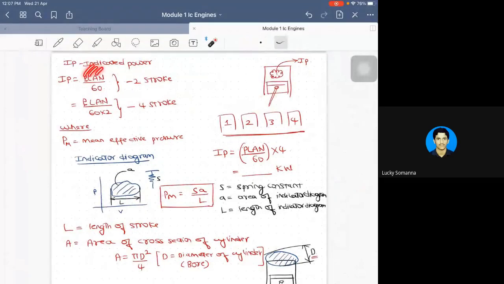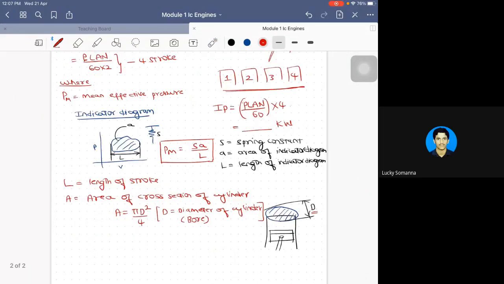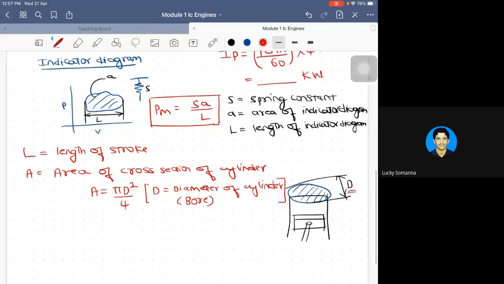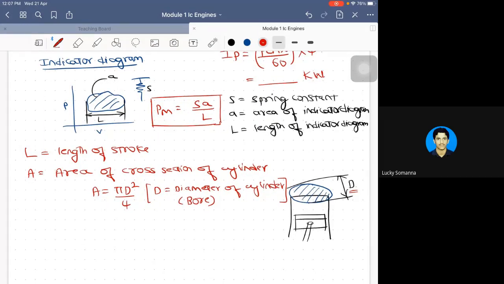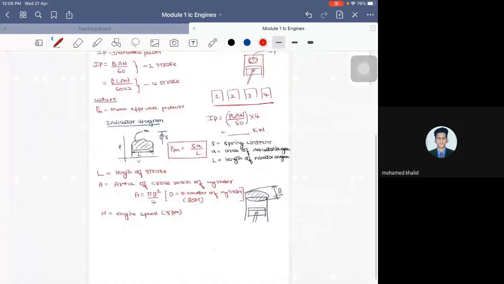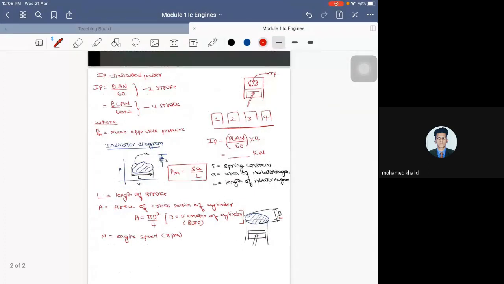So PM is done, L is done, A is done, and N is done. N is not done, right? So N is what? Any guess? Number of loops? RPM, isn't it? So N is nothing but RPM. It is engine speed. So engine speed is in RPM. This is how you calculate the various parameters which are required for the calculation of IP.